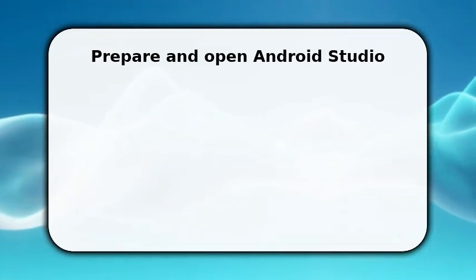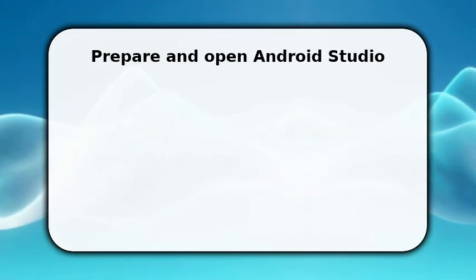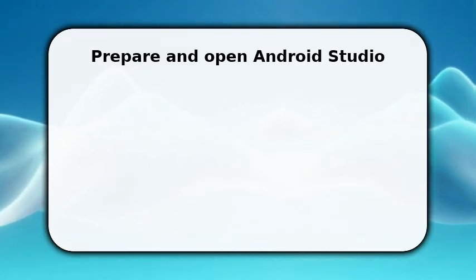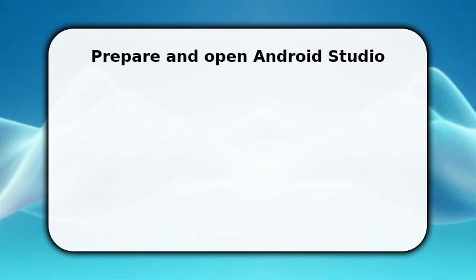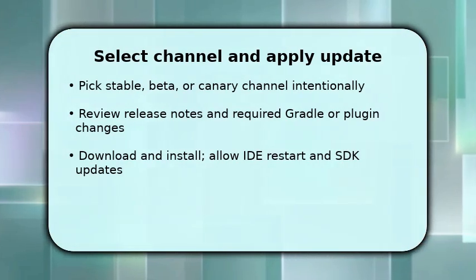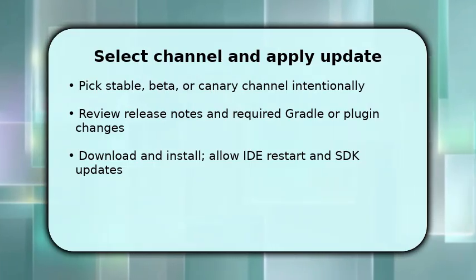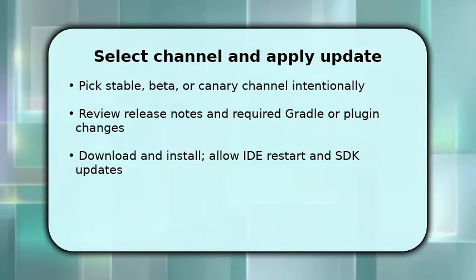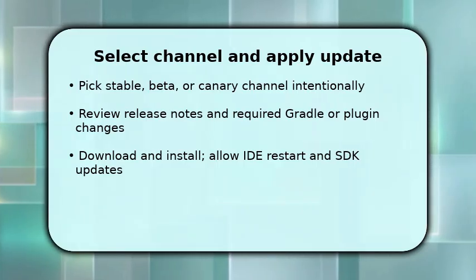Now open Android Studio and go directly to the update prompt or to Help, Check for Updates, so the tool can detect the newest channel available to you. Once the update dialog appears, choose the update channel that matches your risk tolerance. Stable for production, beta or canary for early features.